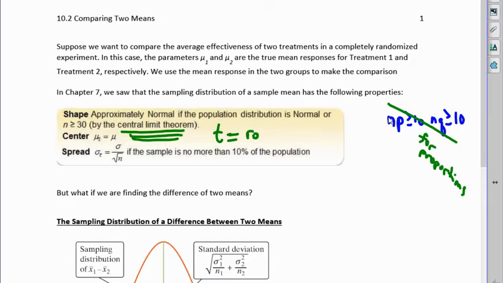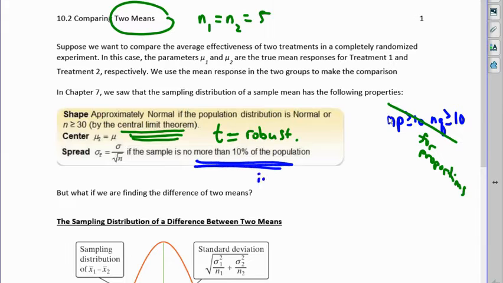But we know that t is robust, and especially in these two mean situations, all the way down to n sub 1 equal to n sub 2 equal to 5, when you have the same size in each sample group, t distributions are extremely robust, all the way down to a level where both are 5. So anyway, we still need to have random. We still need to have independent.